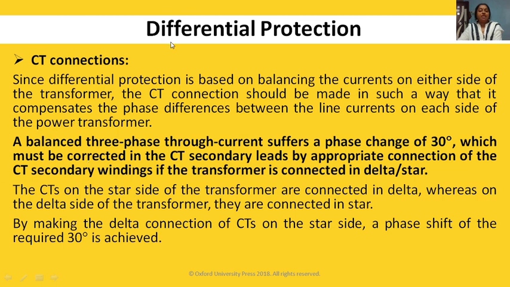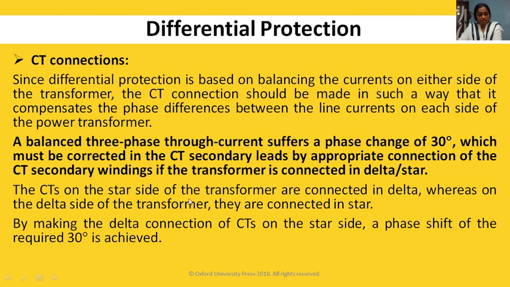Now, as we have seen how CTs are connected, we'll see the CT connection. Since differential protection is based on balancing the current on either side of transformer, the CT connection should be made in such a way that it compensates the phase differences between the line current on each side of the power transformer. A balanced three-phase through current suffers a phase change of 30 degree, which must be corrected in the CT secondary leads by appropriate connection of star CT secondary if the transformer is connected in delta star.